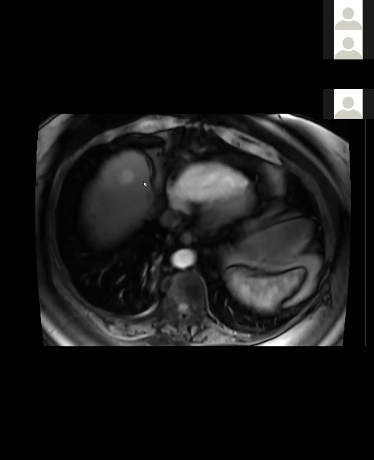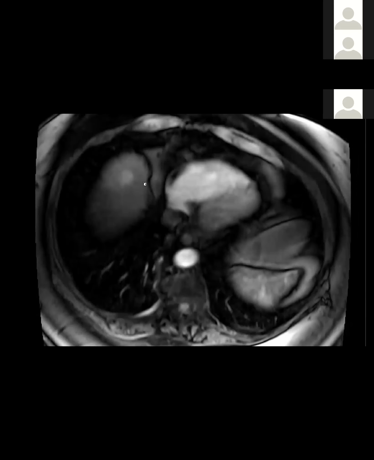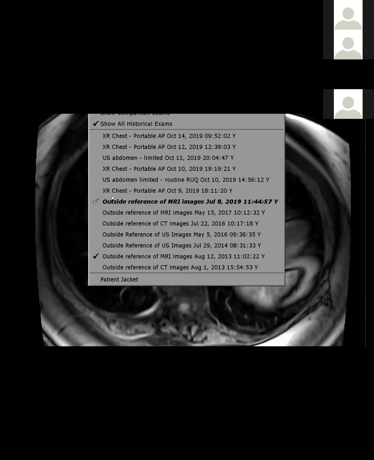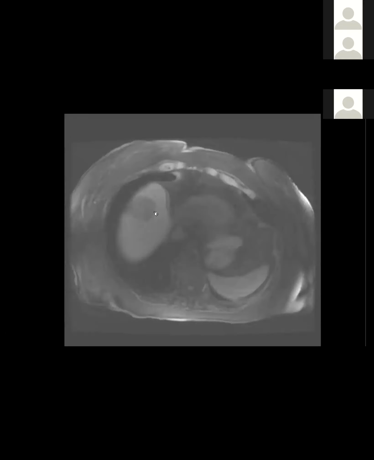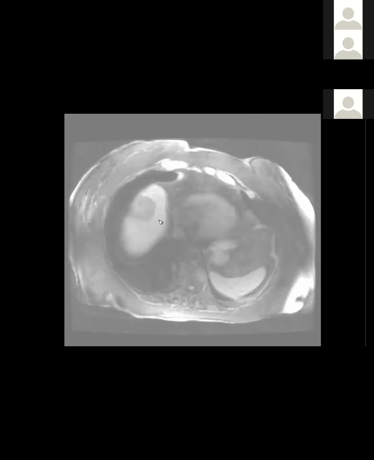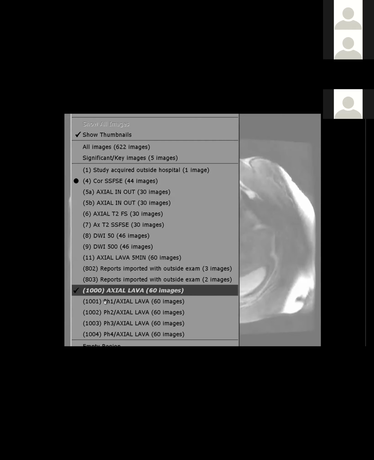I actually don't know if they said atypical hemangioma or just hemangioma, but this is 2013. The patient came back in 2017. I don't know if they came back for follow-up of this lesion or for some other reason, but this is what they came back with. So now you can see the lesion went from 1.5 centimeters to 4 centimeters.